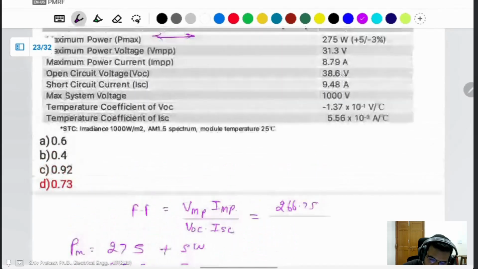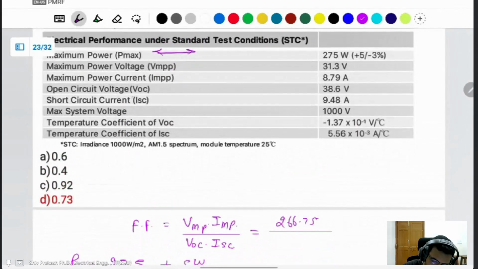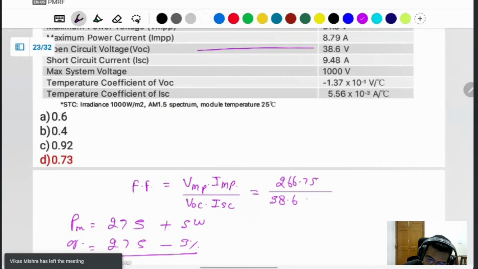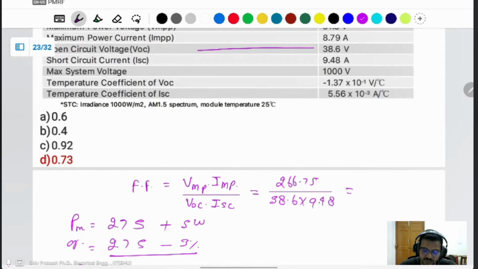VOC and ISC are given in this question: VOC is 38.6 and ISC is 9.48. You can calculate the fill factor. It is 0.7289, approximately 0.73.